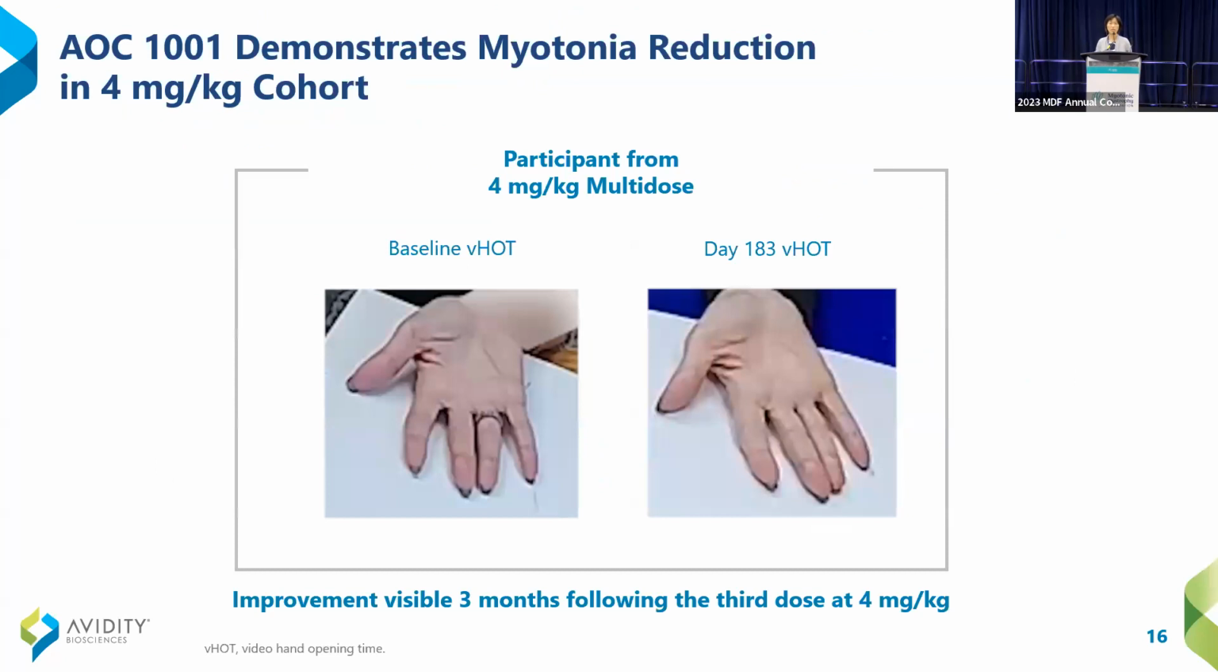This is an example of a patient in the 4 milligram per kilogram cohort. On the left-hand side is the hand opening time video before any drug treatment. On the right-hand side is the day 183, or 6-month, video hand opening recording after 3 doses of the drug. These 2 videos are synchronized so that the word "open" is aligned, so you can see them being commanded to open at the same time.